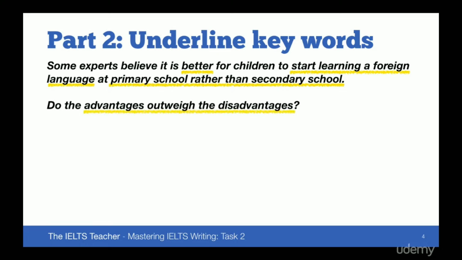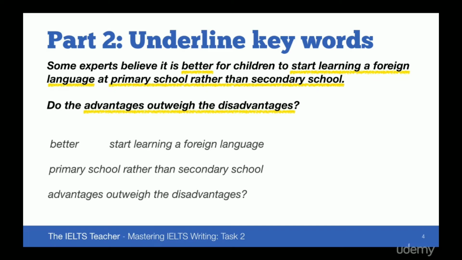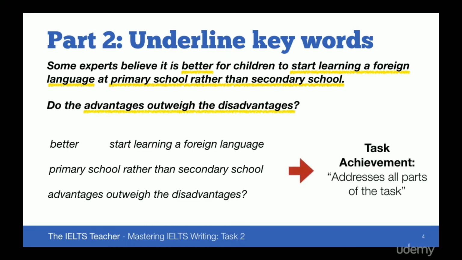Of course, advantages outweigh the disadvantages. Very key part. I trust that you'll be able to work out that that is important without underlining it, but we're underlining it here just to emphasize the point. And you can see all of these keywords here. So, this will help us to address all parts of the task, which is an absolutely essential criteria point for achieving Band 7 in task achievement.